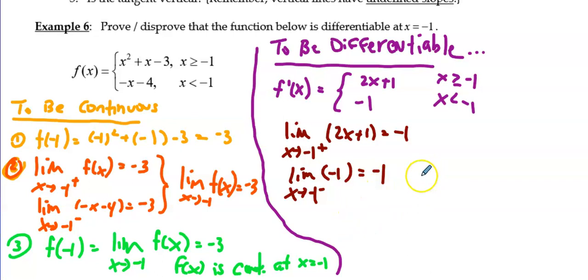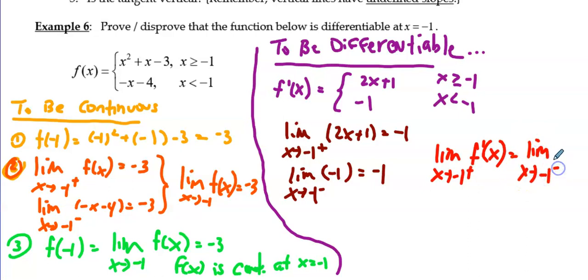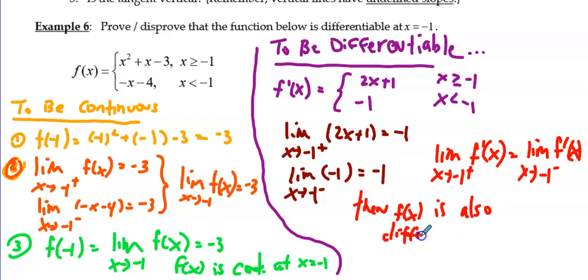I can now say that since the limit as x approaches -1 from the right of, be careful here, f prime of x is equal to the limit as x approaches -1 from the left of f prime of x, then I can say that f of x is also differentiable at x equals -1. Okay?